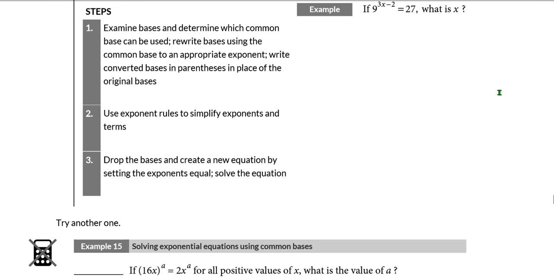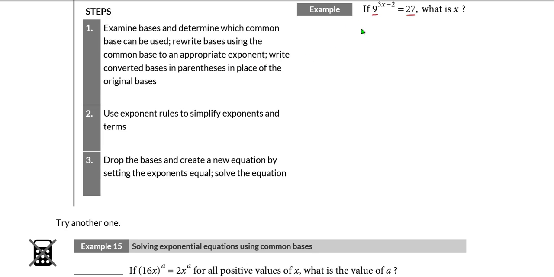So let's start this off. We're going to look at the bases. We're going to determine which common base can be used. In this case, clearly, we're going to be using a base of 3. 9 can be written as 3 squared. 27 can be written as 3 cubed. So we're going to be rewriting these bases using the common base to an appropriate exponent.